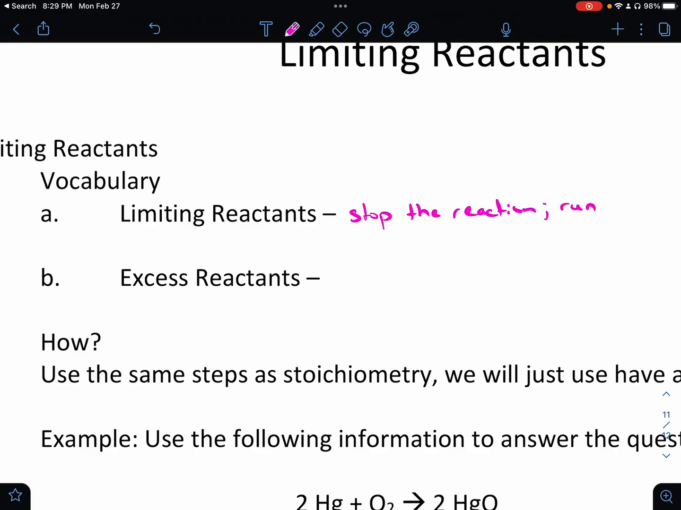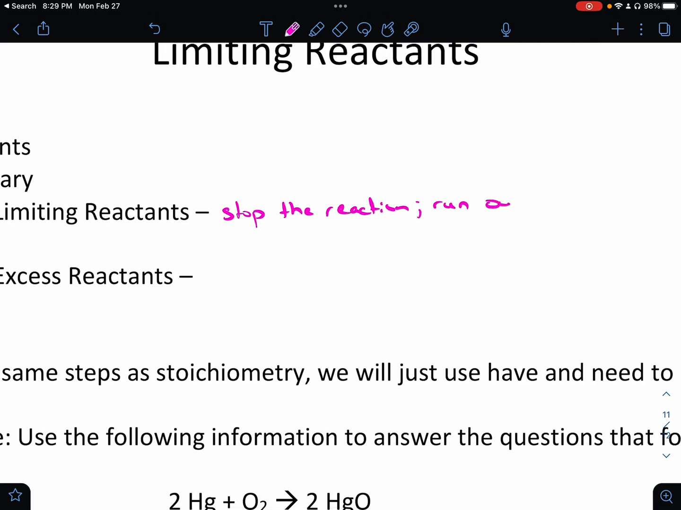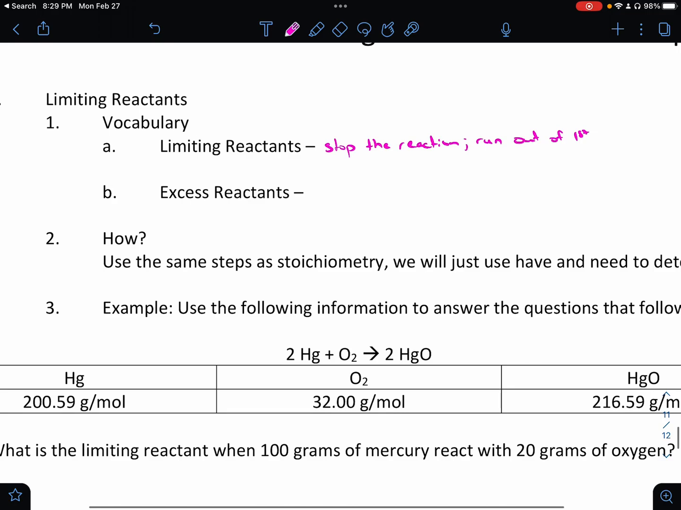If we think about it, let's say we're making grilled cheese for the class. We have 20 some kids in the class. I have a loaf of bread, a thing of cheese, and a thing of butter, to butter the bread so we can toast it. What are we going to run out of first? Probably most likely the bread, right? We can't just give somebody a piece of cheese and say it's a grilled cheese. That's not going to work. So the limiting reactant in that case is the bread. We're going to run out of that first.